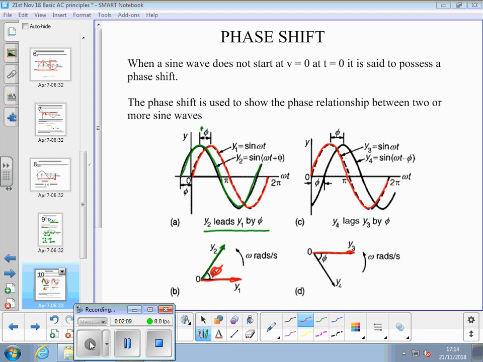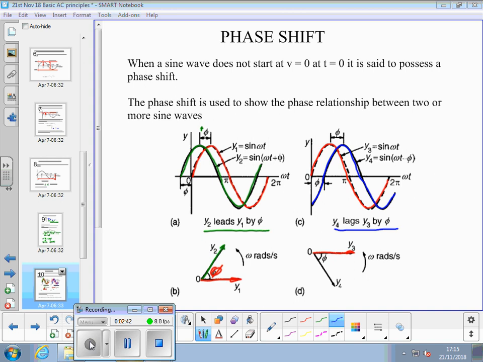The blue one I'm now going to draw has a negative theta, because the blue waveform peaks after the red one, so it lags. y4 lags y3 by theta. Now, just for confusion, we could equally say that y3 leads y4. You could turn that talking around depending on which way you want to express it.